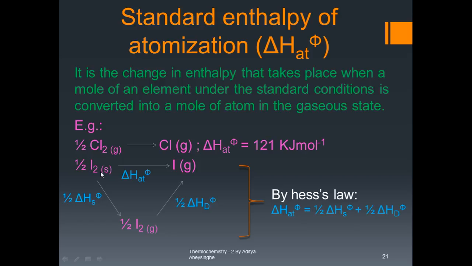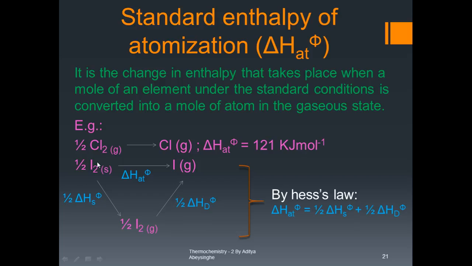Similarly, you can take iodine and convert iodine in its solid state into iodine in the gaseous state. You know that iodine is actually in the solid state, unlike chlorine, under standard conditions, because we take standard conditions here, so we have to take iodine in the solid format. It has to be converted into gaseous atoms using two steps. First of all, we convert this solid into a gas using the standard enthalpy of sublimation.